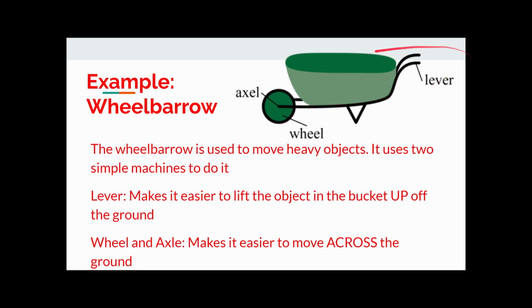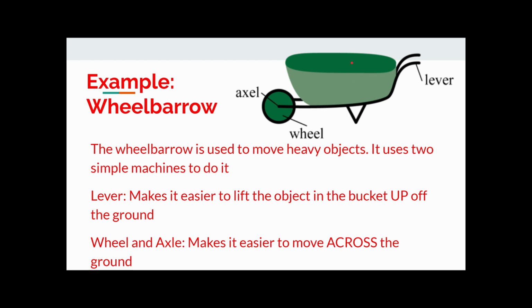So this is a wheelbarrow, and wheelbarrows are used to not just lift, but also to move heavy objects. So they first use a lever. The lever has the input force over here on the handles, and its fulcrum is right here on the axle, because this whole thing is going to lift up, and the load goes in the middle. I believe this is a 3rd class lever, so this makes it easier to lift up the load.